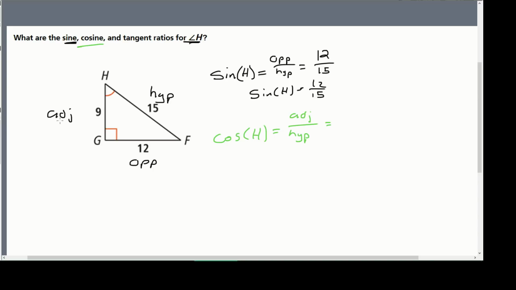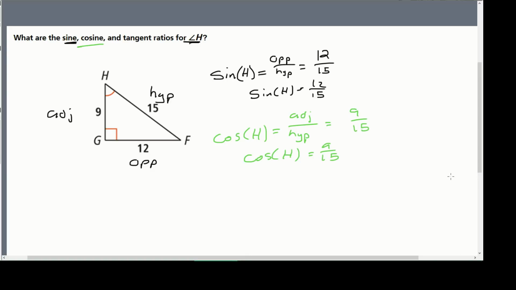Now for cosine, I want the adjacent side over the hypotenuse. So that's going to give me 9 over 15. So I can write cosine of H is equal to 9 over 15.